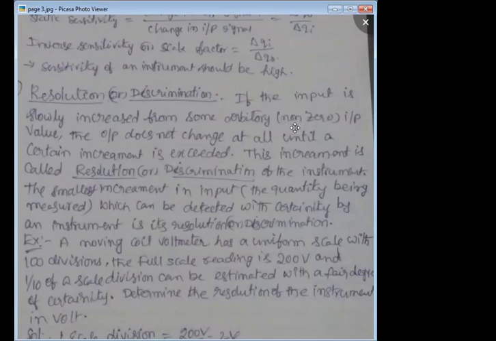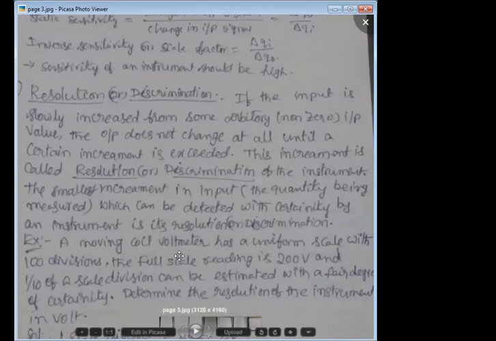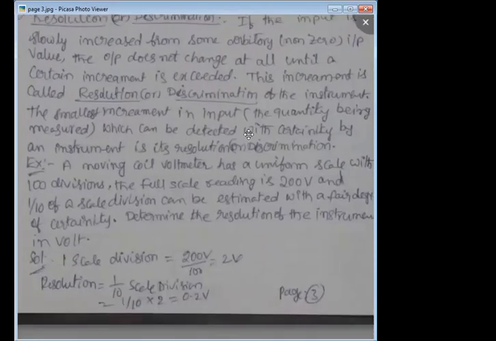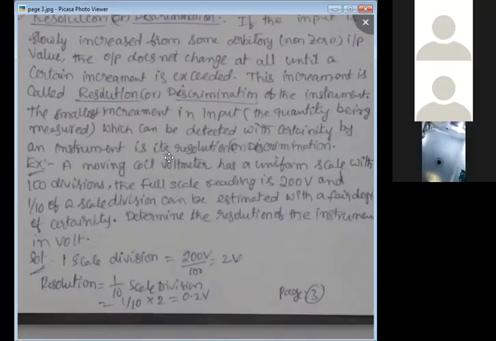But here the case is non-zero. So we are not increasing from zero, we are increasing from some other non-zero values. The smallest increment in input which can be detected with certainty by an instrument is its resolution or discrimination. So here we have some example.